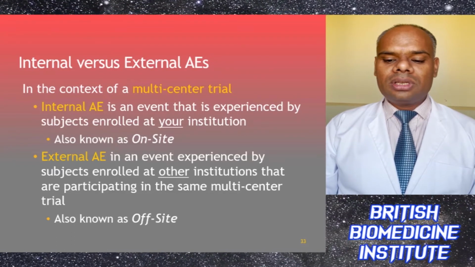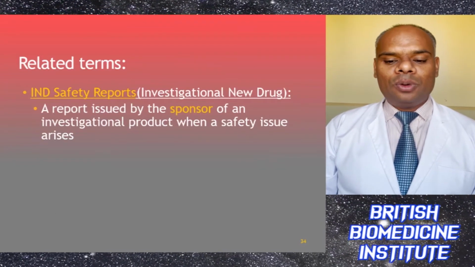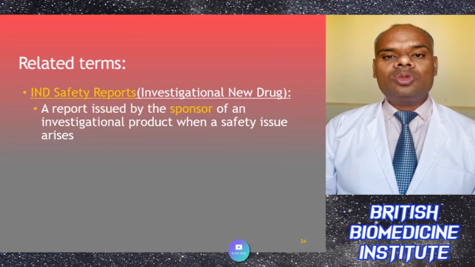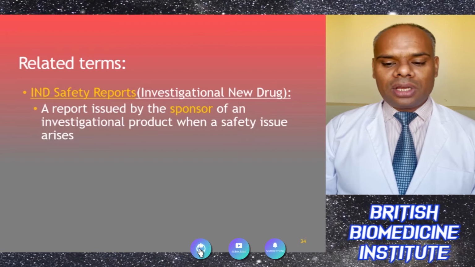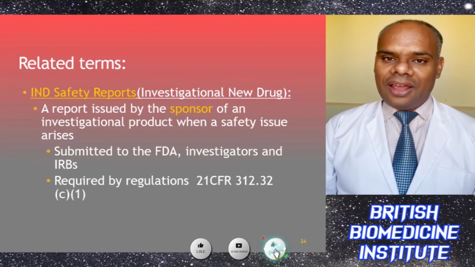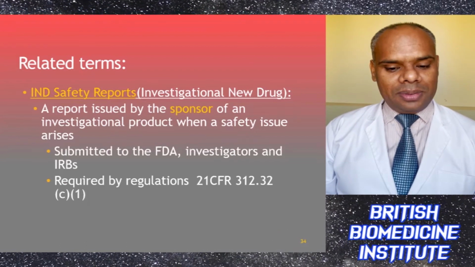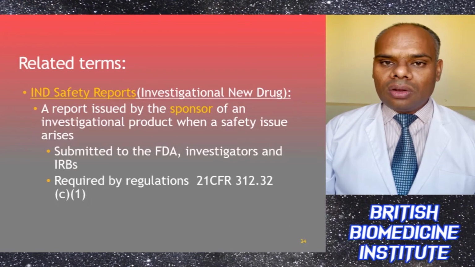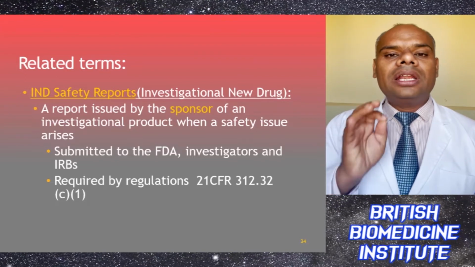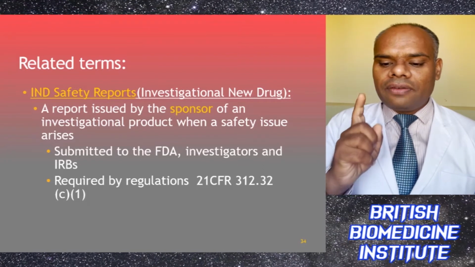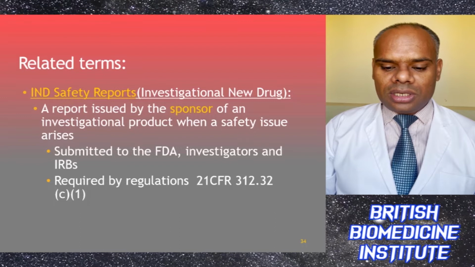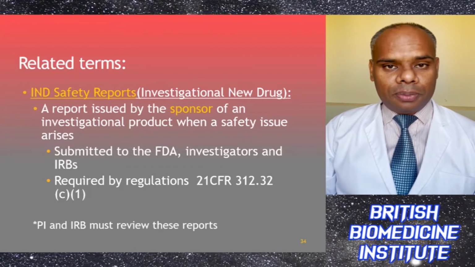So the related terms are IND safety reports, where IND stands for investigational new drug. This is a report issued by the sponsor of an investigational product when a safety issue arises, and it has to be submitted to the FDA and to the IRB. All the pertaining information can be found in the regulation 21 CFR 312.32. The PI and the Institutional Ethics Committee must review these reports.